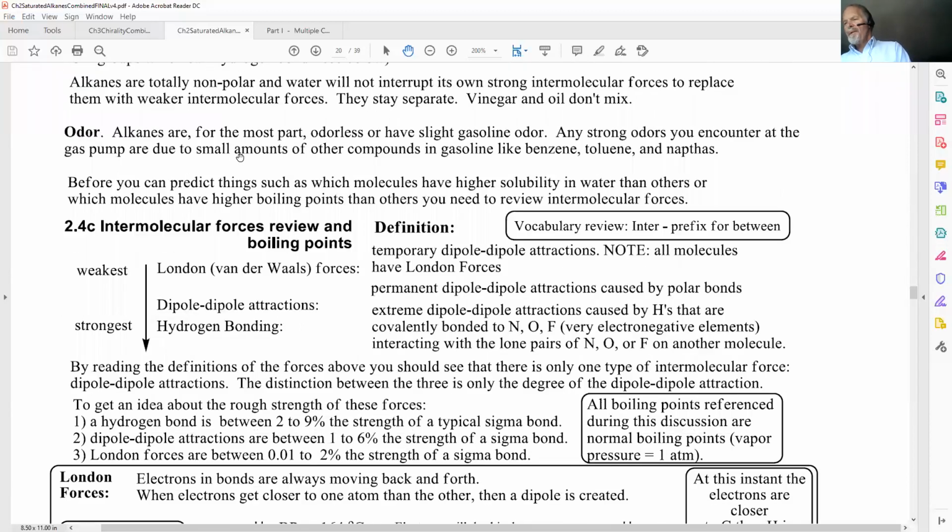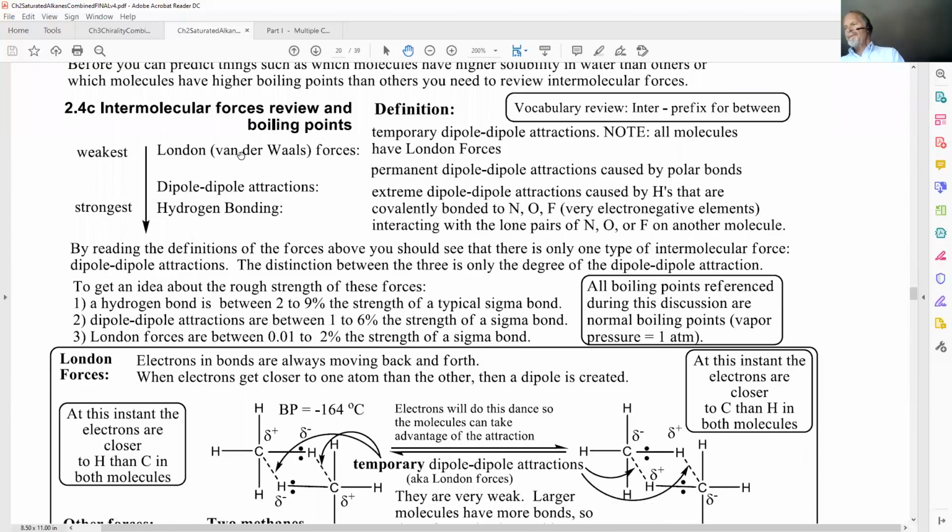Now let's talk about intermolecular forces, because they tell us things like how high a boiling point is and how high a melting point is. If you've got strong intermolecular forces, you're going to have higher boiling and melting points, all right? If you have very weak intermolecular forces, you're typically going to have a gas molecule. A little stronger, it's going to be a liquid. Very strong, it'll be a solid.